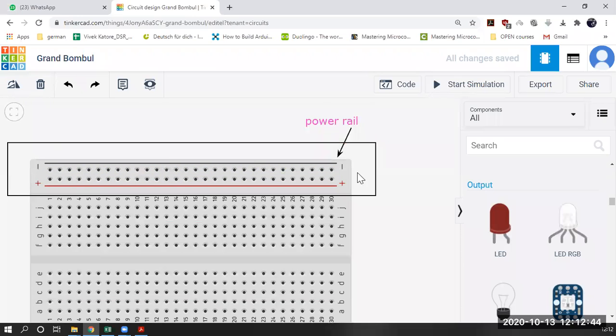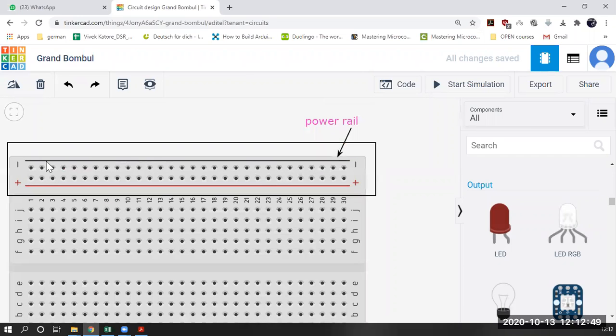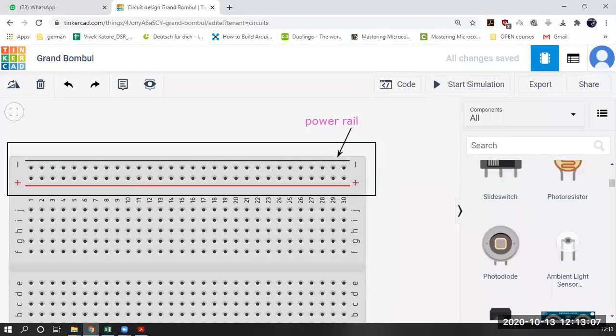Okay. Now let's see. You can see here we see straight lines, red and black, and plus and minus, right? So basically, it's telling us that here we are going to connect our battery. Okay. So it's very simple. It is not compulsory to connect the battery here, but this is the standard procedure. This is the standard.